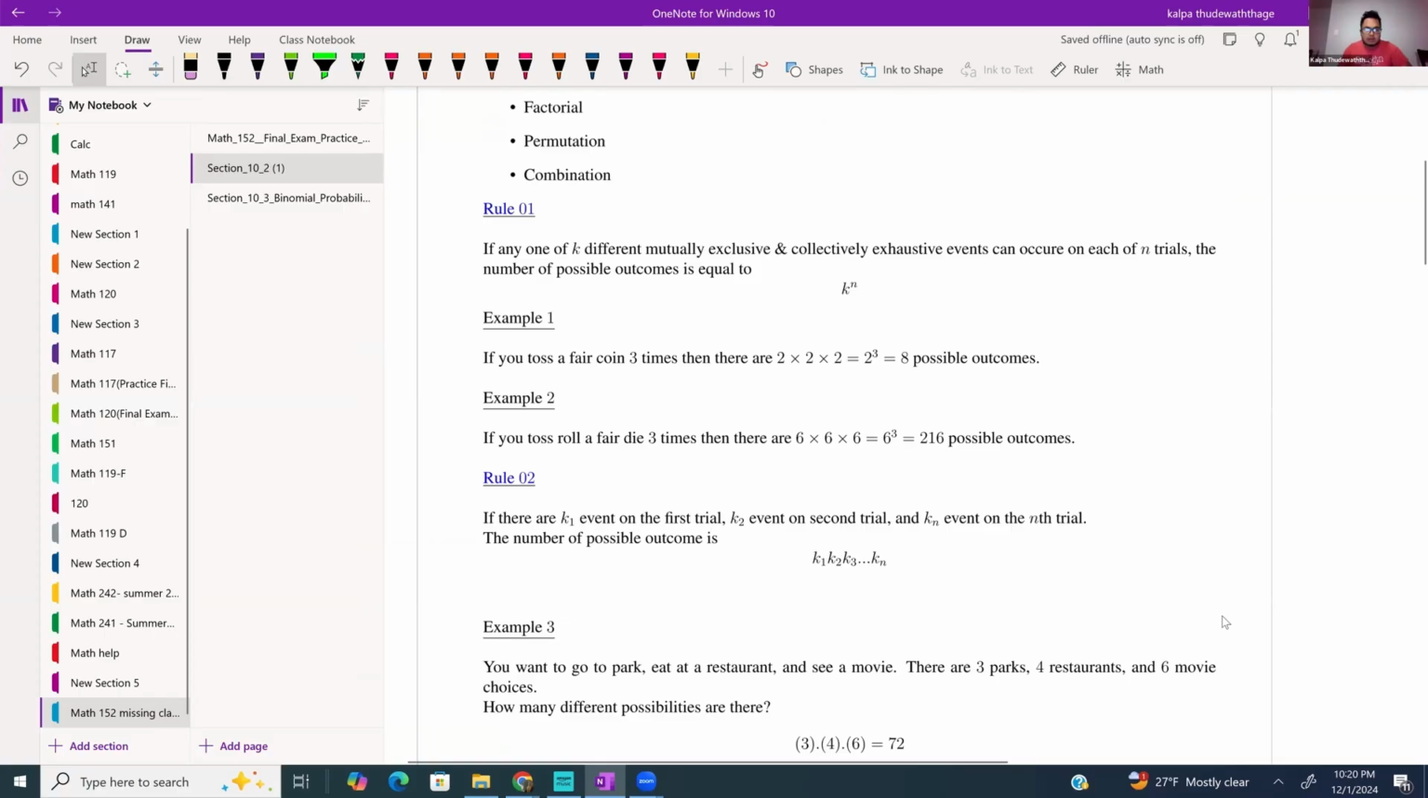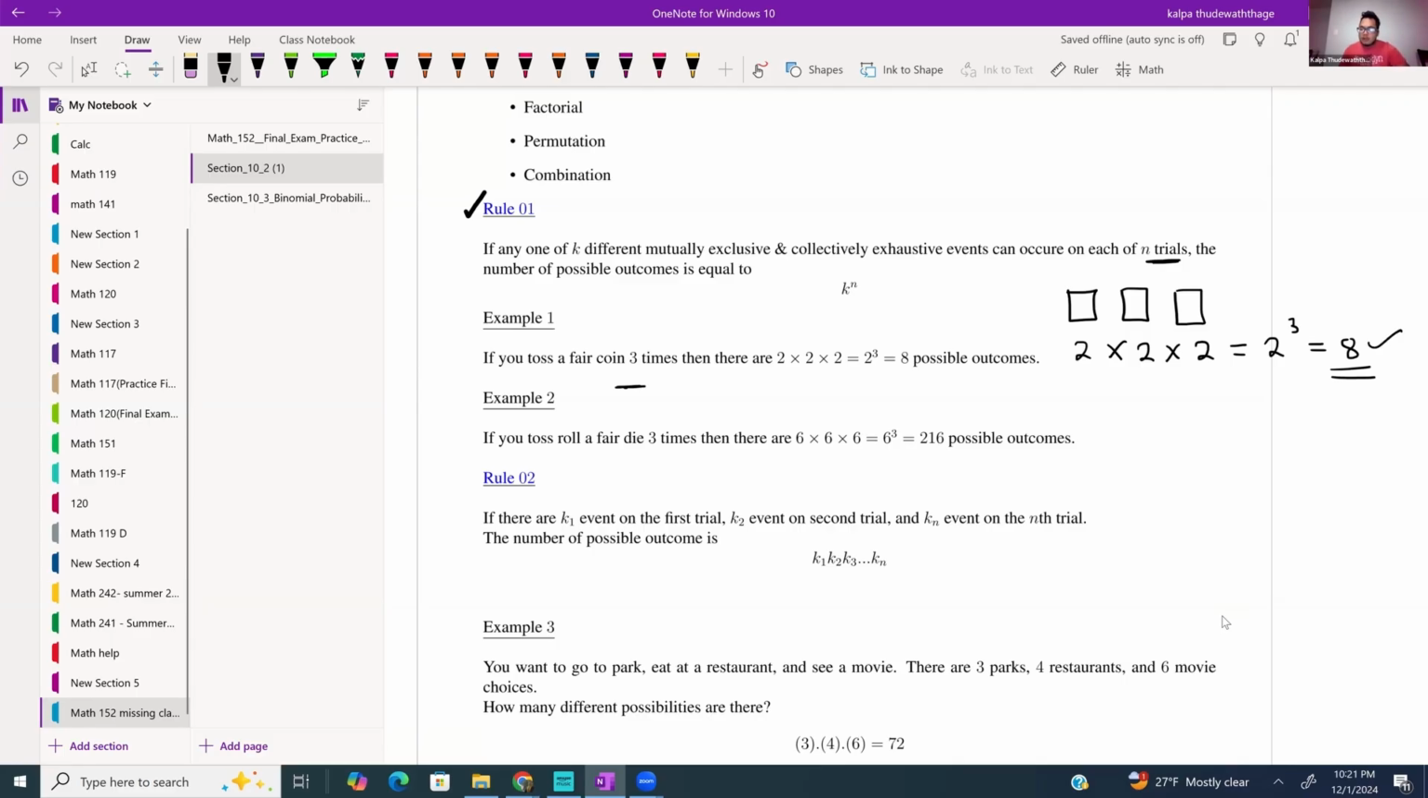I'll quickly go over it. I divide it into 5 rules. If you have a situation where certain things happen many times, and each time you have the same number of options, you just multiply the number of options by itself as many times as you have trials. For example, if you toss a coin 3 times, each toss has 2 options, head or tail. You toss it 3 times, so these are called trials. Each time you have 2 choices, so 2 times 2 times 2 is 2 to the power 3, which is 8. That means there are 8 different possible outcomes if you toss a coin 3 times.